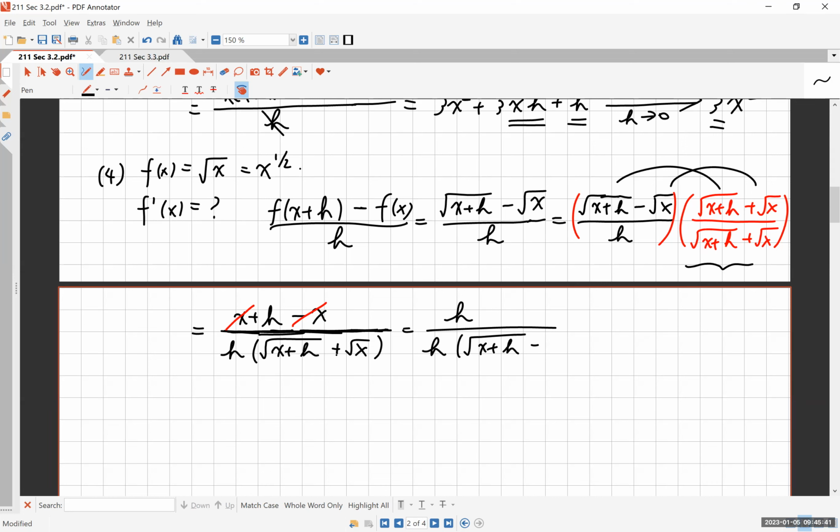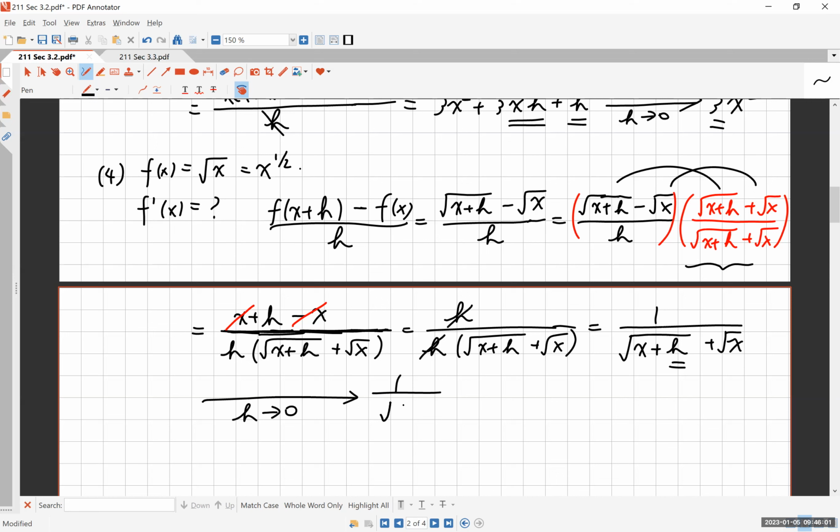Oh, I'm sorry, this is supposed to be the plus. Right? And so this is what you have. h and h will cancel. This will become 1 over the square root of x plus h plus the square root of x. Now, as h approaches 0, of course, this goes away, and this just becomes 1 over the square root of x plus the square root of x. And so this is 1 over 2 square root of x. Or you can write this as 1/2 x to the negative 1/2 power. And so that is the derivative of the square root function.